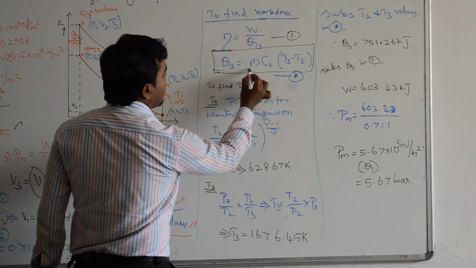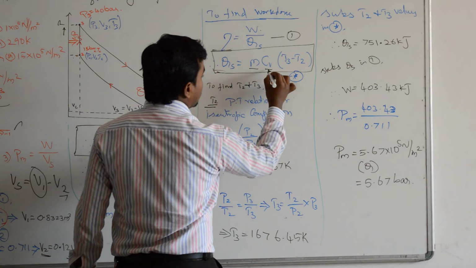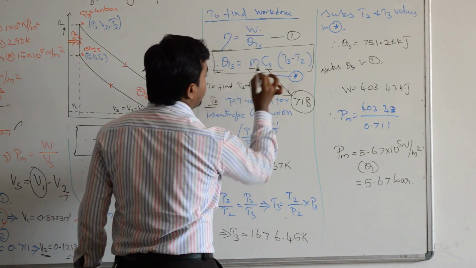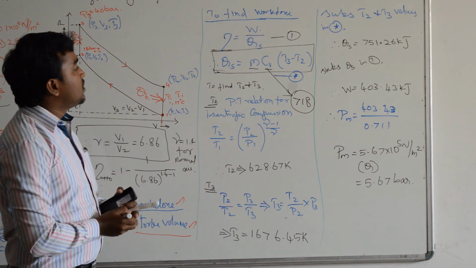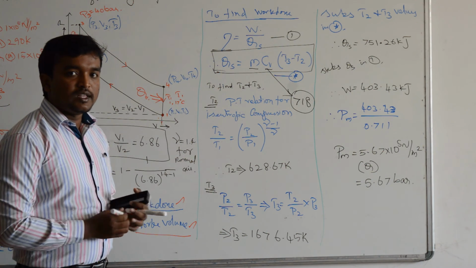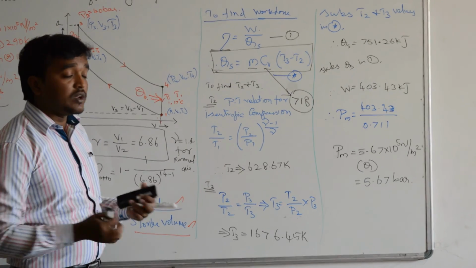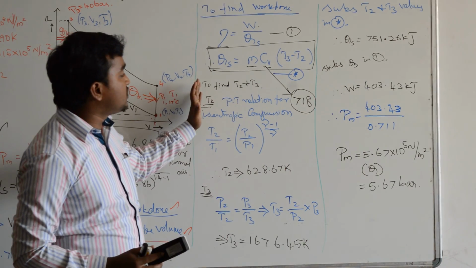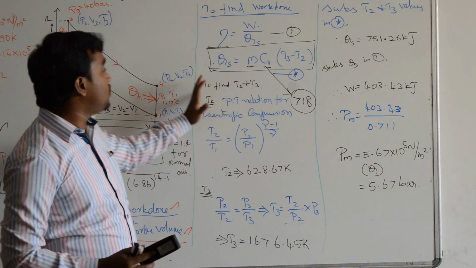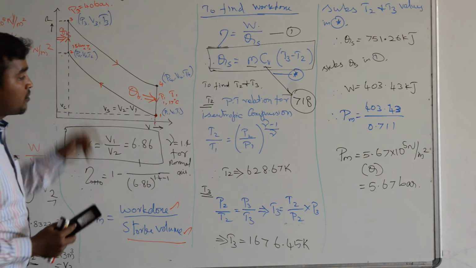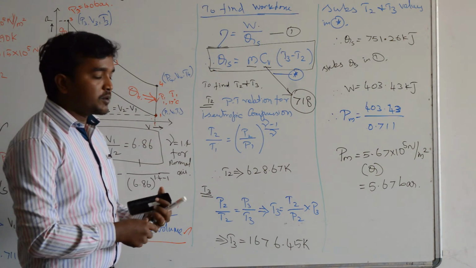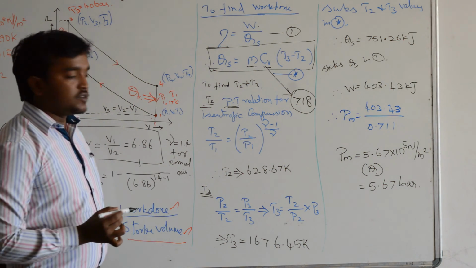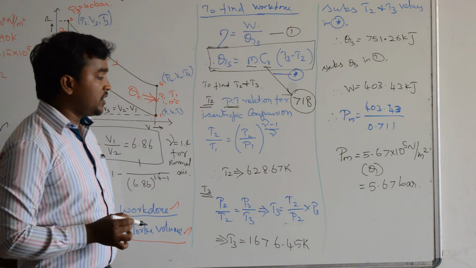Here we know the m value and Cv value. Cv is equal to 718, and m is equal to 1. Then to find QS, we need the T2 and T3 values, but we do not know them yet. To find them, first take the PVT relationship for point 2. Point 2 is an adiabatic compression process. The PVT relationship for an adiabatic compression process, taking pressure and temperature, is T2 by T1 is equal to P2 by P1 power gamma minus 1 divided by gamma.